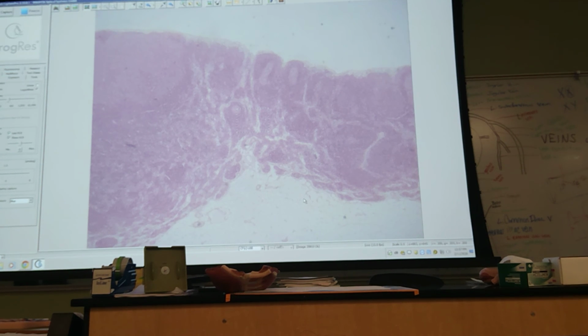Did I leave anything out? Questions on spleen? Or not spleen, lymph node.